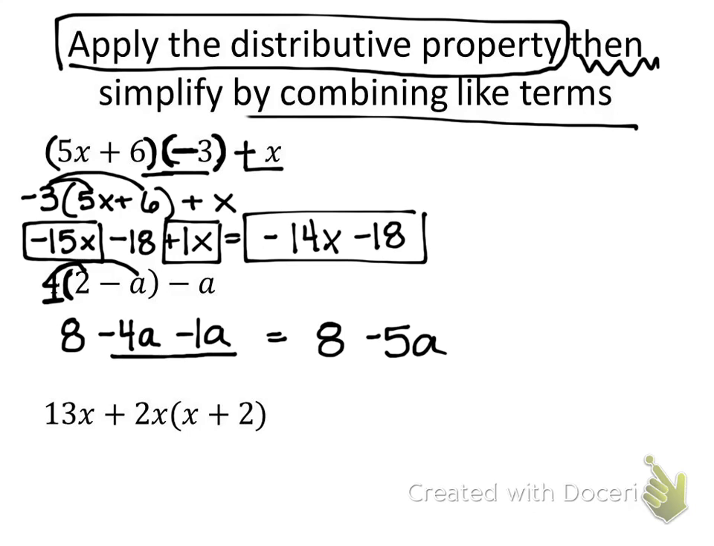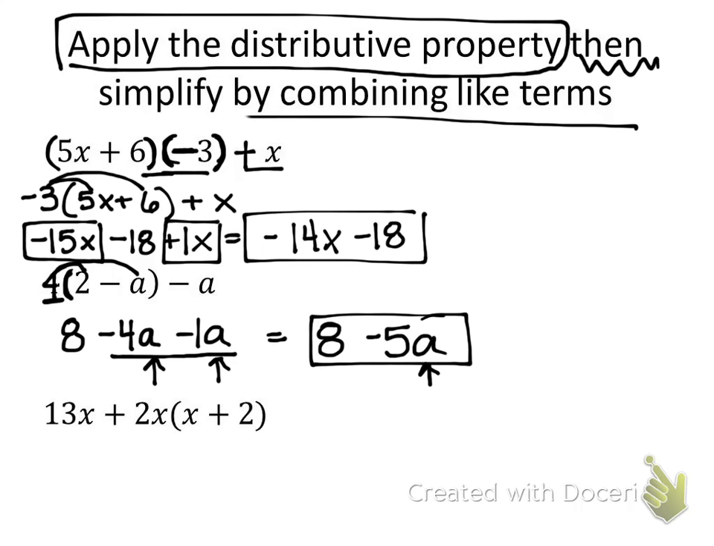Listen, I cannot stress this enough. There were so many people who did 5a squared on the quiz. No. Whenever you're combining like terms, whatever your like term is, which is a, has to stay the same in your answer. If you write it as a squared, it is wrong. This answer would be wrong, okay? That's how you have to write that answer.